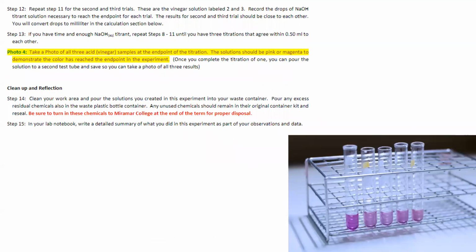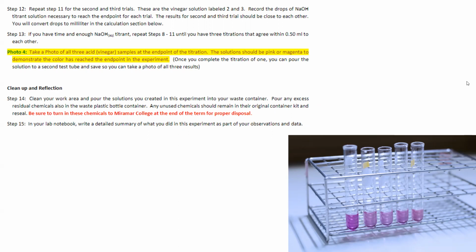So again, you're going to do multiple trials. You'll take a picture of it once you're done with all of your trials, and you'll see that all of these have been brought to the endpoint where that pink color persists. And we want, again, to have 3 titrations, ideally, that agree to within 0.5 milliliters of sodium hydroxide. And at this point, if you have those, then you can clean up and we can continue working on the rest of the calculations for the experiment.